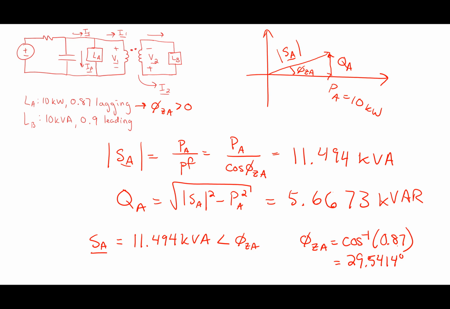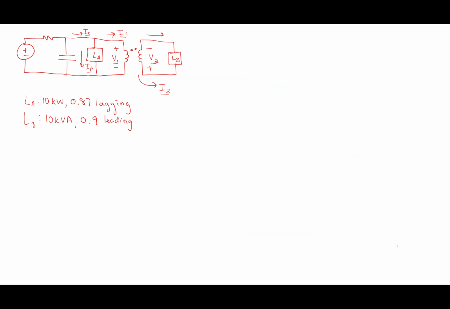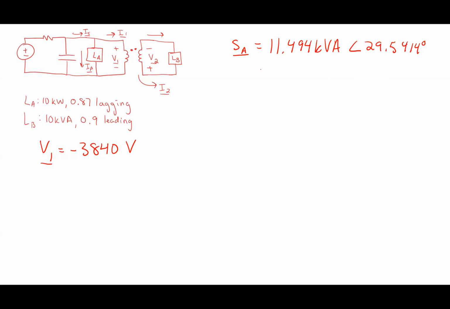All right, so what do you think I want to know next? Well, I know I1. I want to figure out I sub A, which is the current in that load. Based on my definition up there in the corner, is that current. Okay, so let's do that. We know from what we figured out, V1 is equal to negative 3,840 volts. And SA we just said was 11.494 kVA with an angle of the impedance, which is 29.5414 degrees.